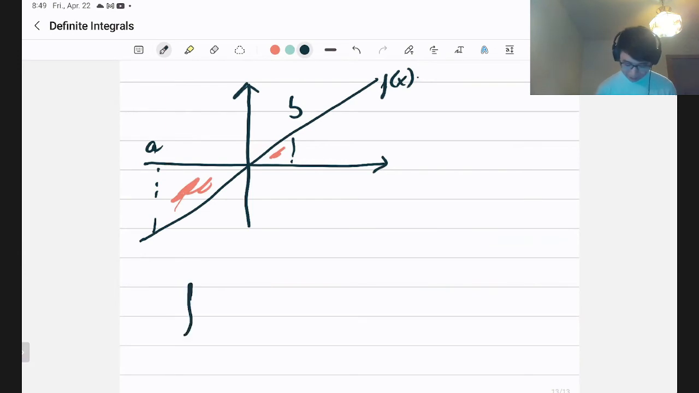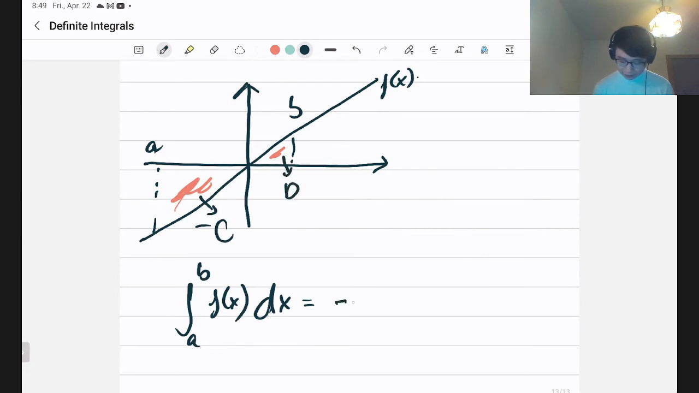Now, if I integrate from A to B of the function f of x, you can see that this part here is negative, so let's call it negative C. Let's just change its name, and let's call this one D. Now it's equal to negative C plus D, and of course it's less than the true area.